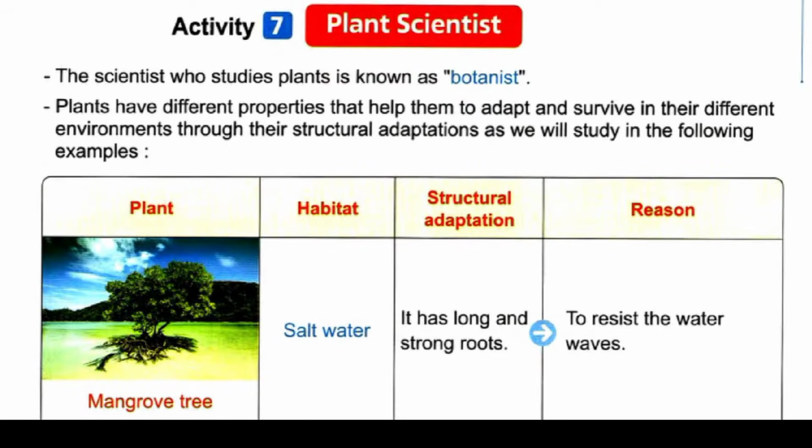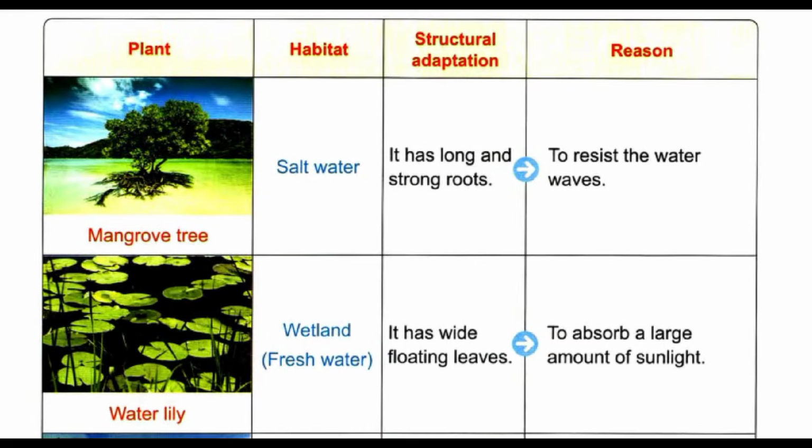Now let's have more examples for structural adaptation in plant. This plant is called mangrove tree. Its habitat is salt water. Structural adaptation: it has long and strong roots. The reason? To resist the water waves. The plant below is water lily. Its habitat is fresh water. Structural adaptation: it has wide, floating leaves to absorb a large amount of sunlight.